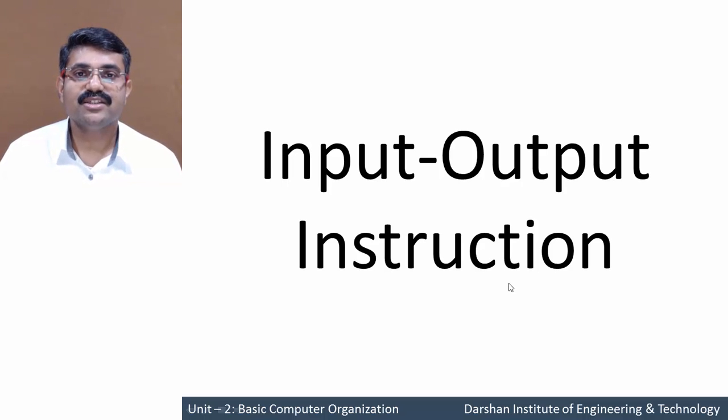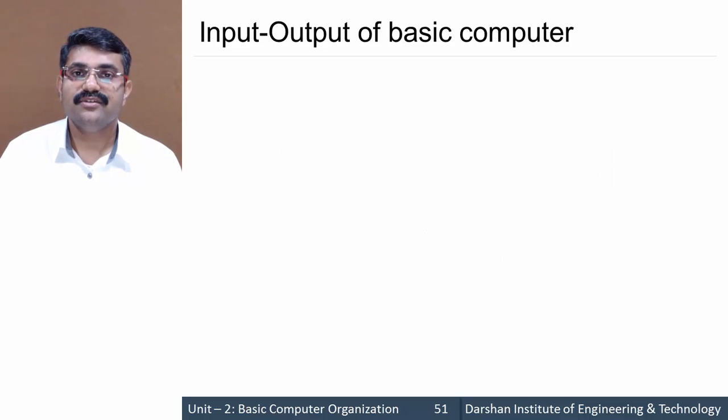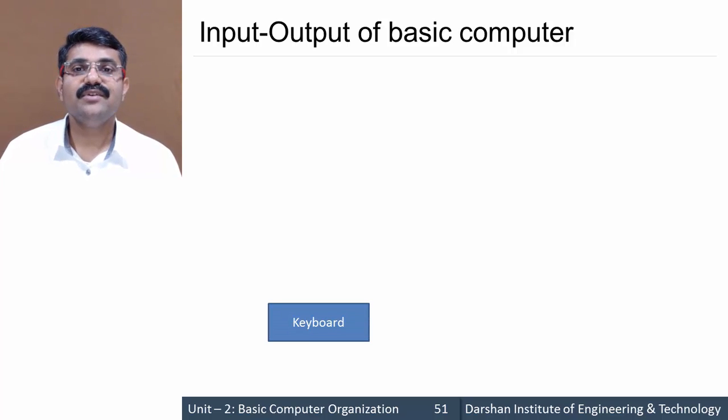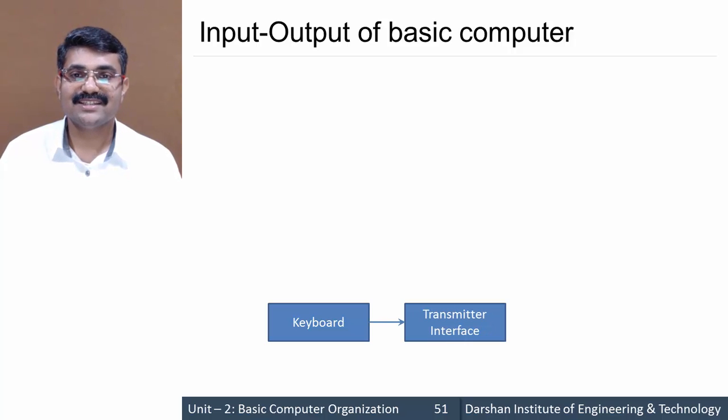Hello everyone, in this session we'll discuss input-output instructions, but before discussing those, we need to discuss how input-output works. Suppose we have an input device, that is a keyboard. When we press any key on the keyboard, the corresponding code is transmitted through the transmitter interface to the INPR register. We know that the INPR register stores the data coming from input devices, so INPR will store the data from the keyboard.